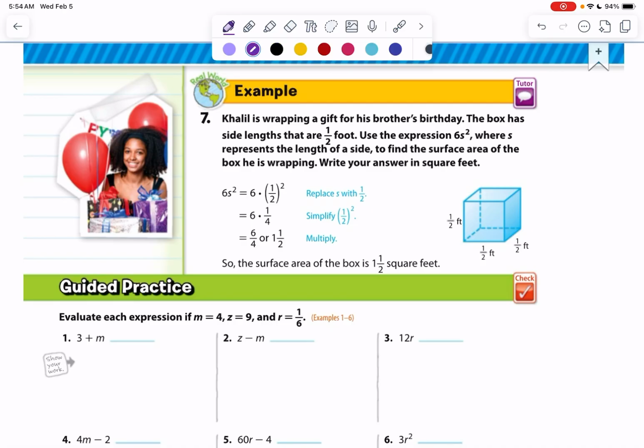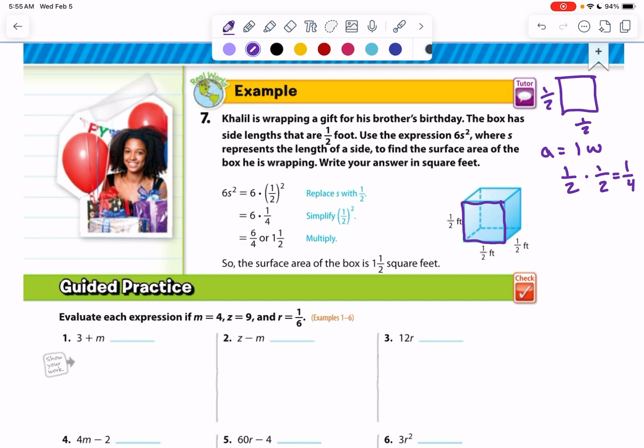So if we were to take the area of just this one square face right here, I'm going to redraw it right here, okay? 1/2, 1/2. Area equals length times width, right? So that would be 1/2 times 1/2, which would equal 1/4. So the area of just one face or one square would be 1/4 square feet.